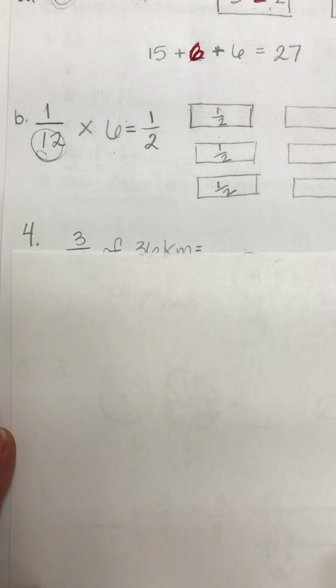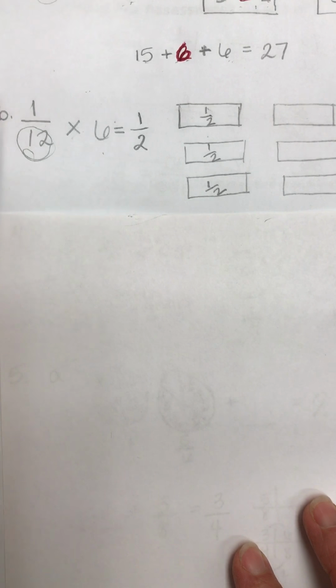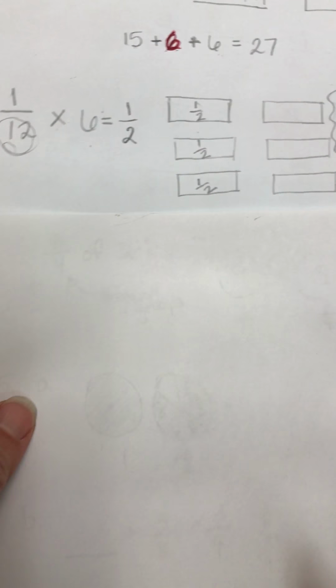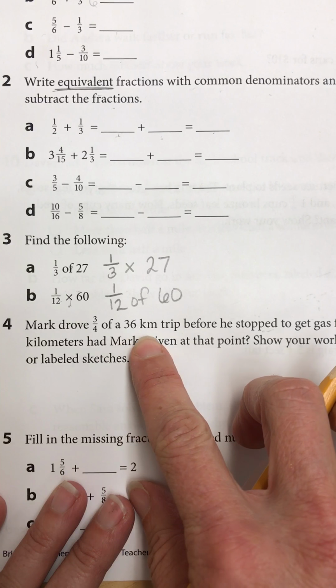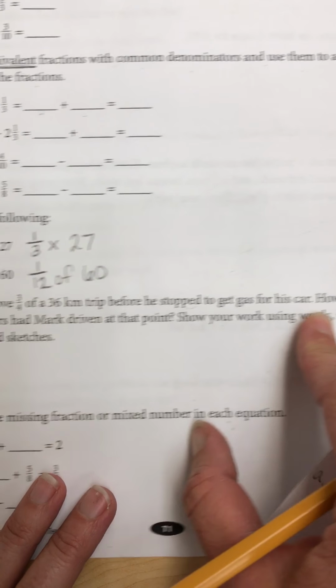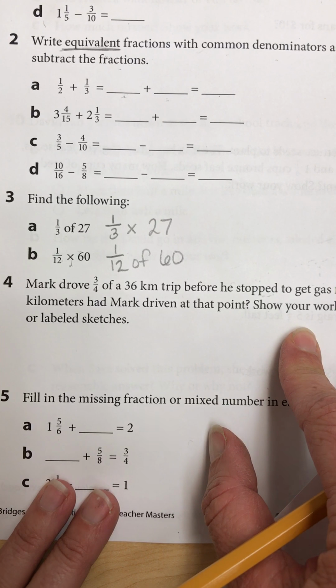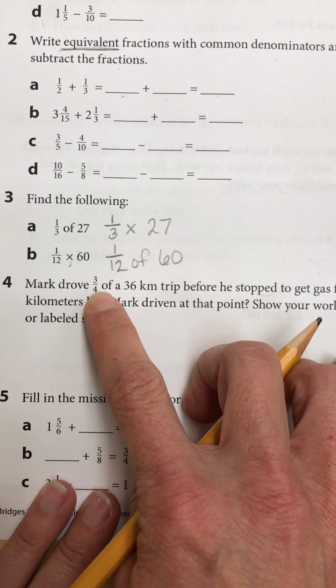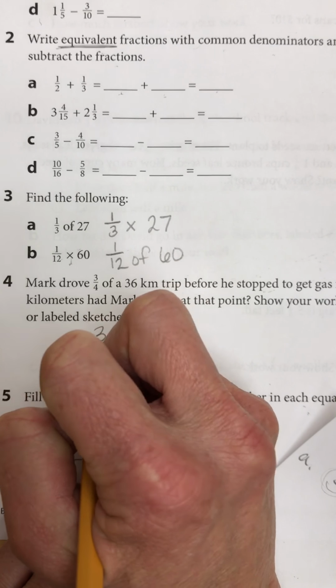Okay, my next problem on my sheet. Let's see what it is. I believe it's a story problem. It is. Mark drove 3/4 of a 36-kilometer trip before he stopped to get gas for his car. How many kilometers had Mark driven at that point? Show your work. So we're looking for 3/4 of 36, just like we just did.